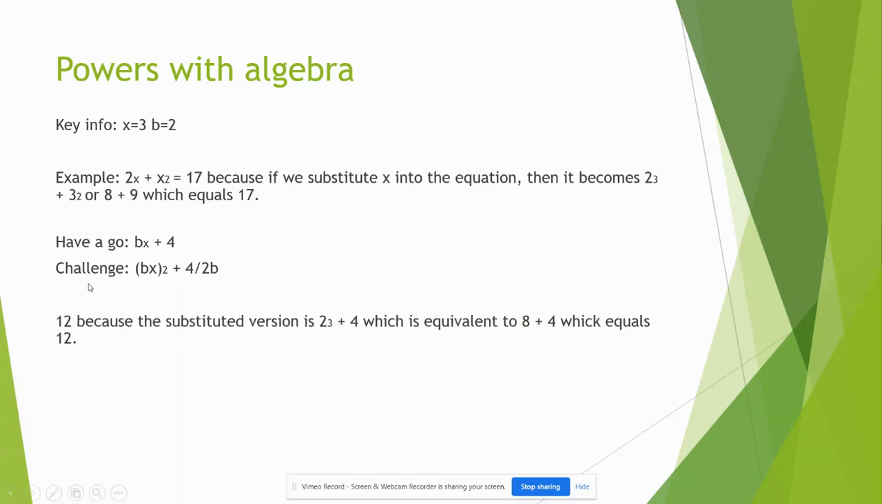The main answer for the have a go is 12, because the substituted version is 2 to the power of 3 plus 4, which is equivalent to 8 plus 4, which equals 12.